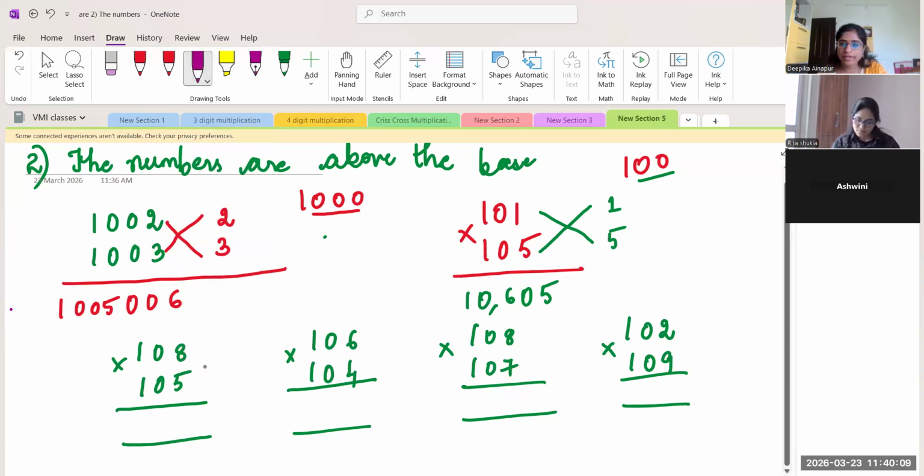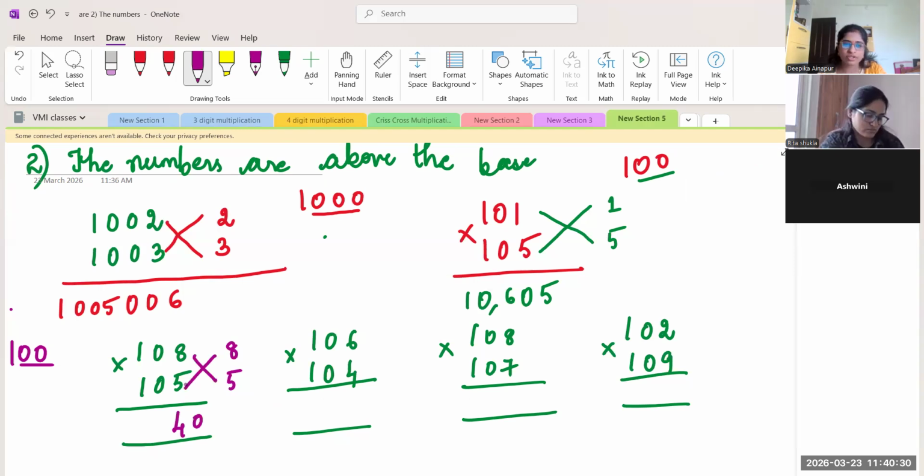So 108 is near to the base 100 only, right? So 108 minus 100 will be 8. 105 minus 100 will be 5. And two zeros are there in the base, so I should also get two digits in the RHS, right? Right side of the answer. That is 8 fives are 40. And then just do the cross addition. 108 plus 5 or 105 plus 8, both will give us 113.